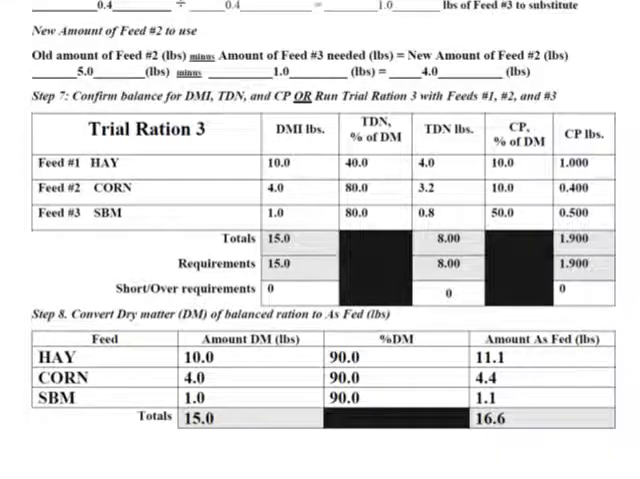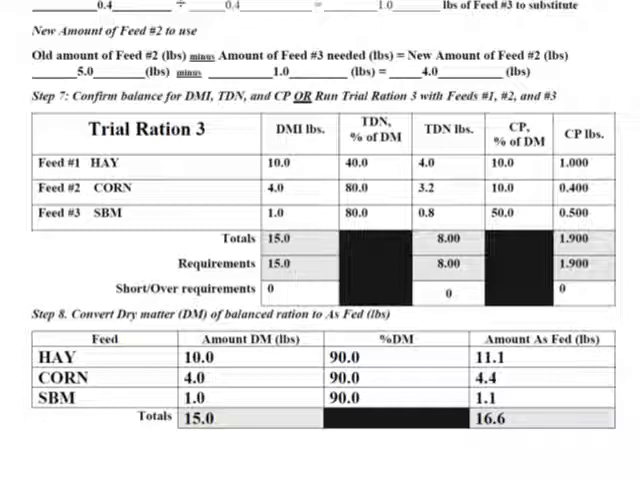Step 8, at the bottom of the page, convert dry matter of balanced ration to as-fed pounds. So I take my 3 feeds, my amounts: 10 pounds of hay, 4 pounds of corn, 1 pound of soybean meal, gives us 15 pounds of dry matter. All these ingredients are dry. We multiply or divide by 0.9 in each case. The dry matter percent or proportion is 0.9. So every pound of feed has 9/10 of a pound of dry matter. So 1/10 of a pound of water.